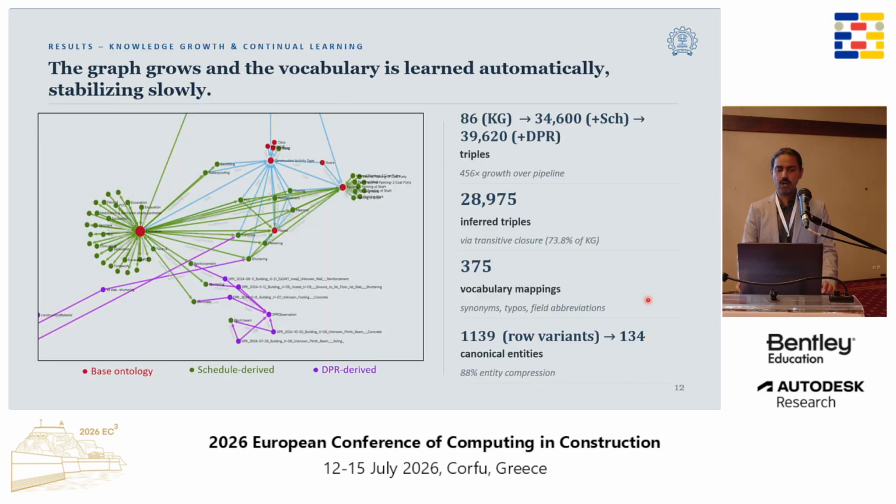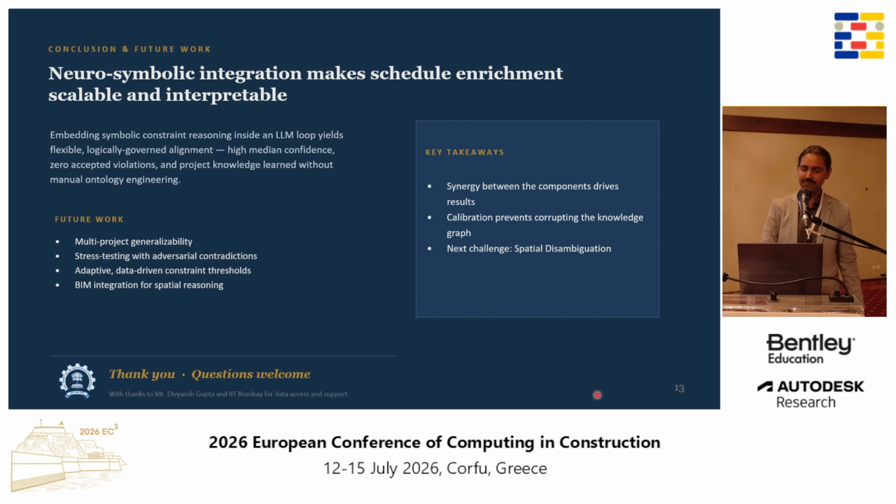And this is the overall knowledge graph growth which we have shown. Initially, we started with 86 nodes, and then it went up to 34,600 at the initial stage, and then 39,620 at the DPR stage. And yeah. Thanks.